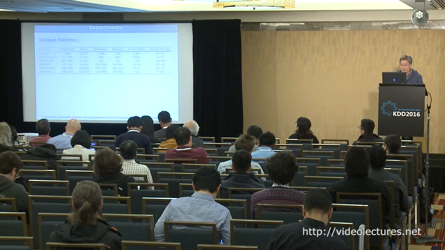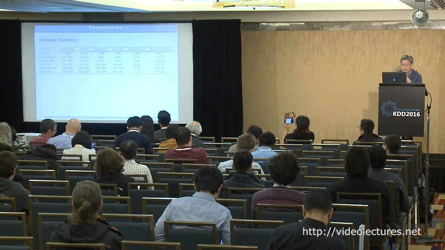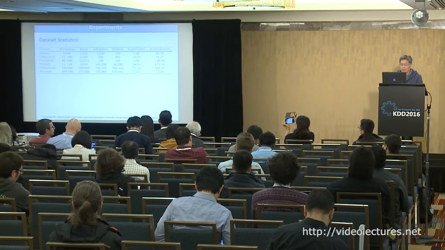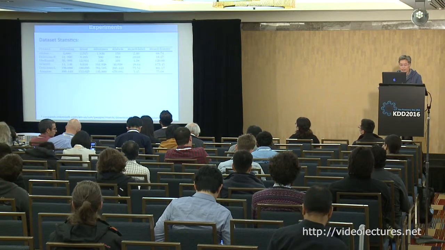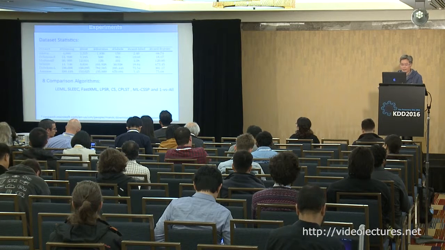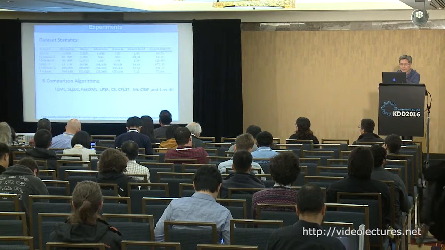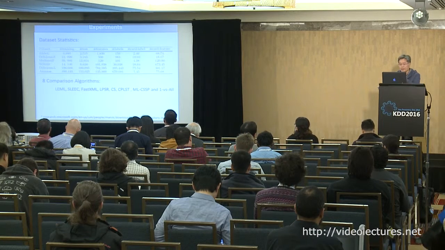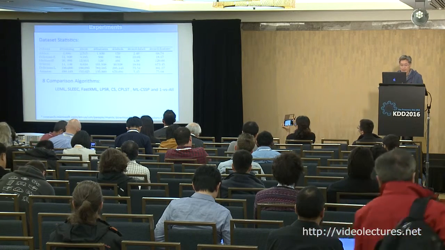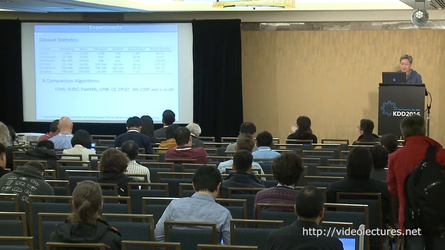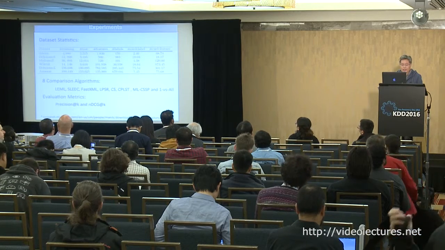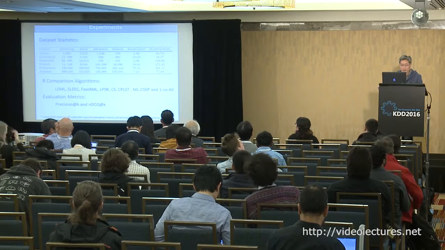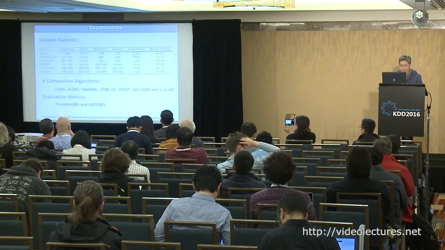We conduct experiments on 6 data sets. The first 3 data sets are relatively small, and the last 3 are larger. And we can see in the Amazon data set, the number of labels is larger than the number of features. We compare our method with comparison algorithms, and we use two evaluation metrics, precision at K and NDCG at K.